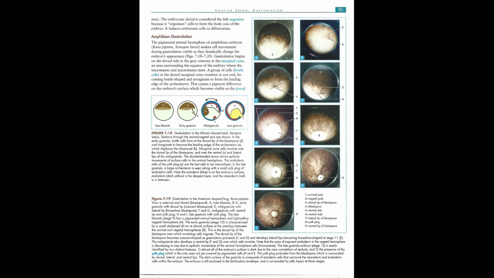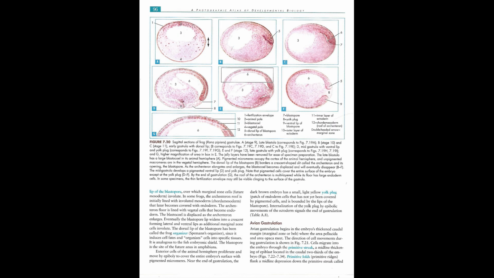This causes a pigment difference on the embryo's surface which becomes visible as the dorsal lip of the blastopore, over which marginal zone cells, future mesoderm, involute. In some frogs, the archenteron roof is initially lined with involuted mesoderm, chordomesoderm, that later becomes covered with endoderm. The archenteron floor is lined with vegetal cells that become endoderm. The blastocoel is displaced as the archenteron enlarges.